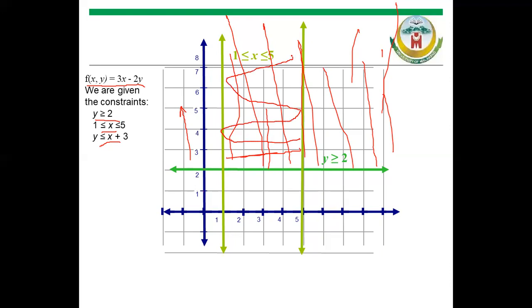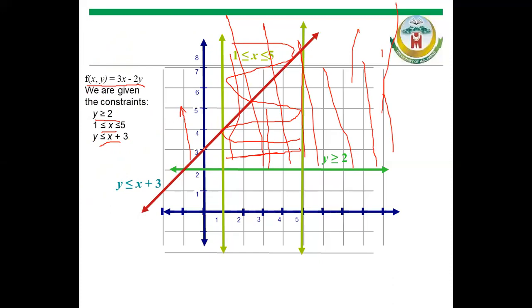Okay, so this is the region after this constraint. Now the next constraint is y is less than or equal to x plus 3. So if we graph this constraint, how will it look? It is like this one, where this line shows that y is less than or equal to x plus 3. Okay, so for x plus 3, one point is this one.